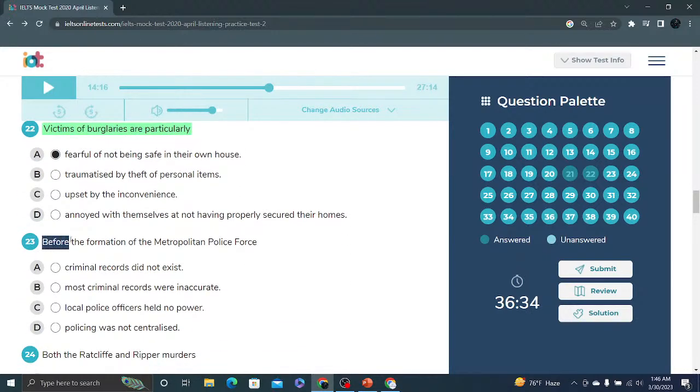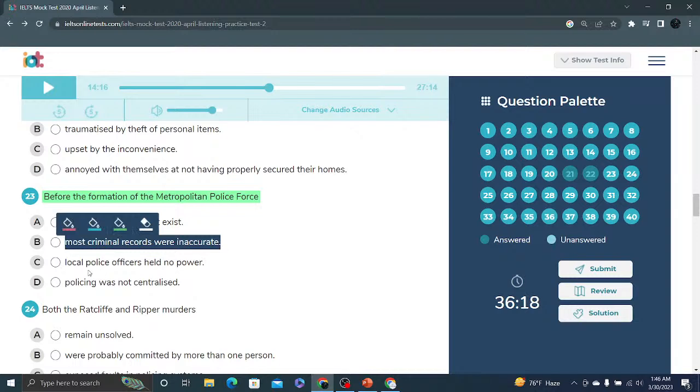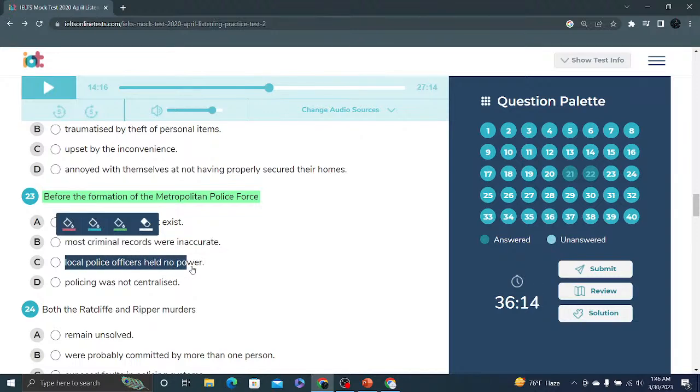Before the formation of the Metropolitan Police Force, criminal records did not exist. Most criminal records were inaccurate. Local police affairs held on power.